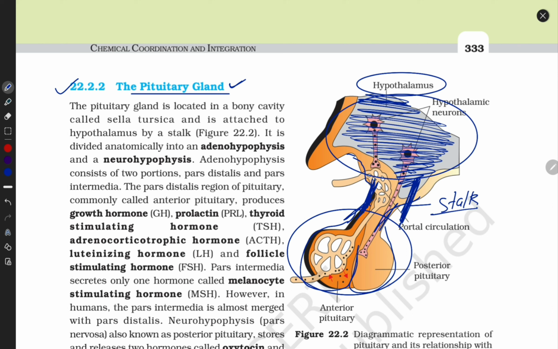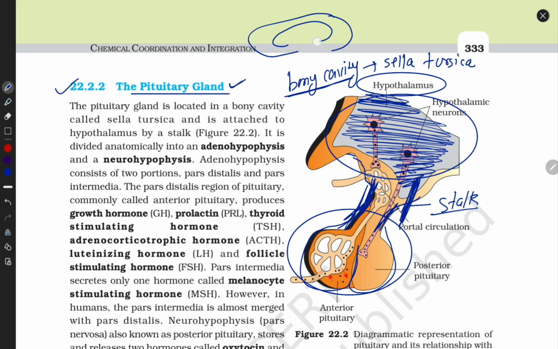Alright. The pituitary gland is found in a bony cavity. This is called the sella turcica. I repeat, the pituitary gland is located in a bony cavity. Here is the hypothalamus, there is a stalk structure, and this is our pituitary gland. This cavity is called the sella turcica. This term is important. Remember this term. This cavity is made up of bony structure. I said bony structure, not cartilage.